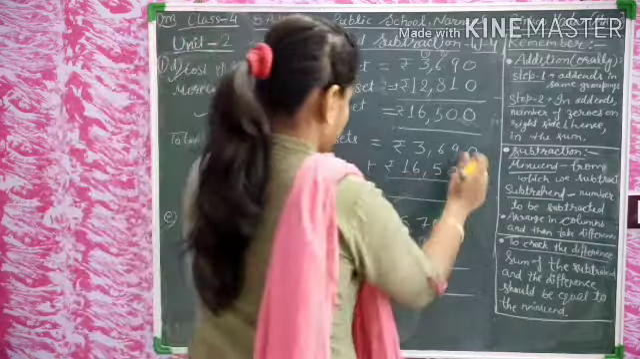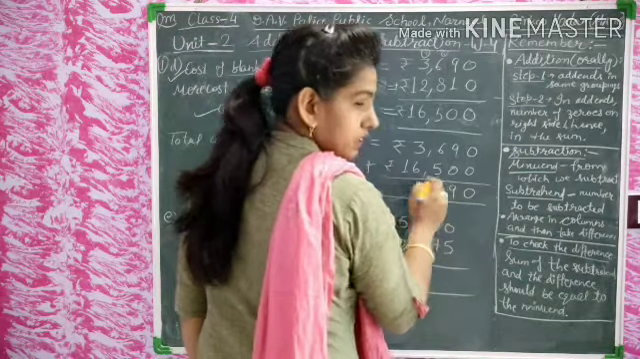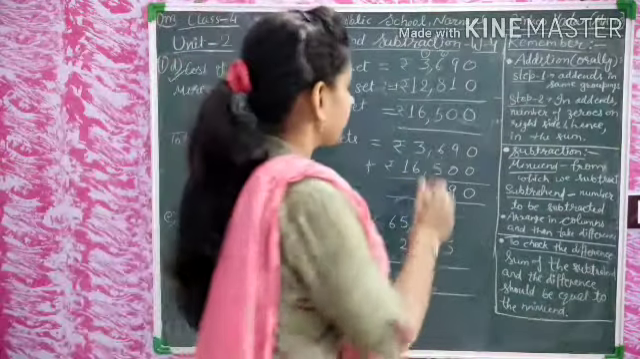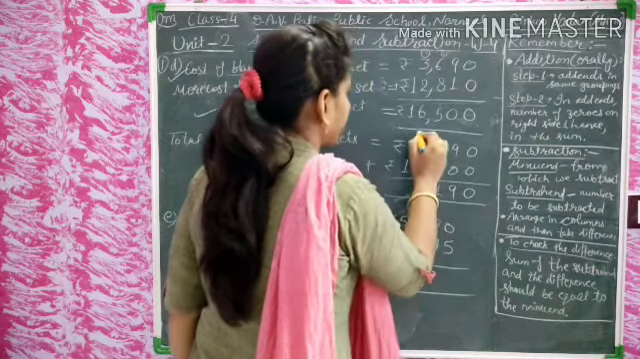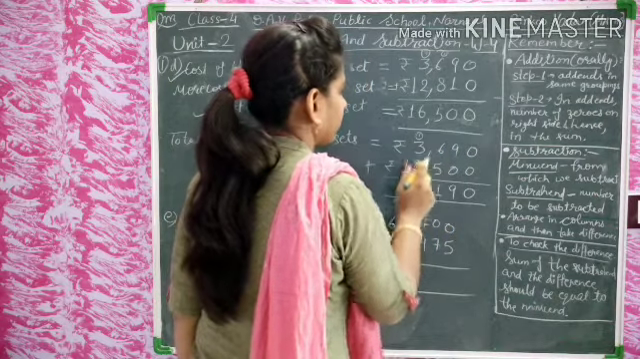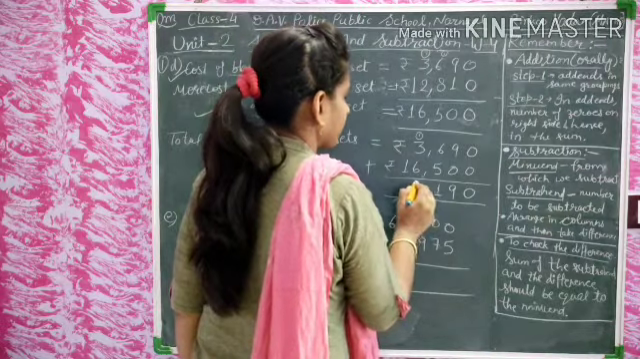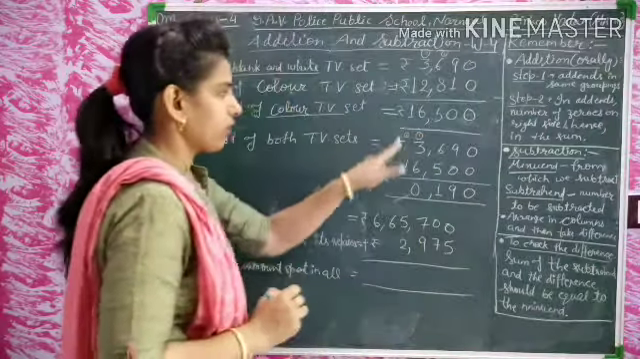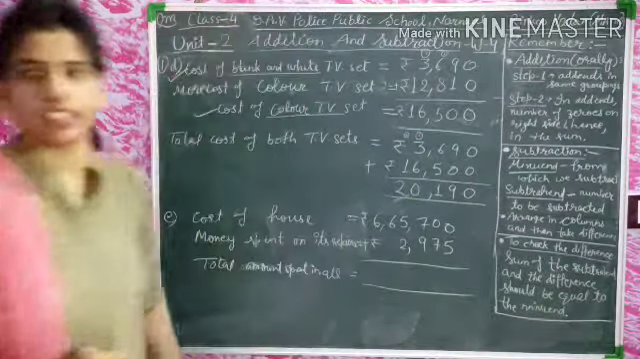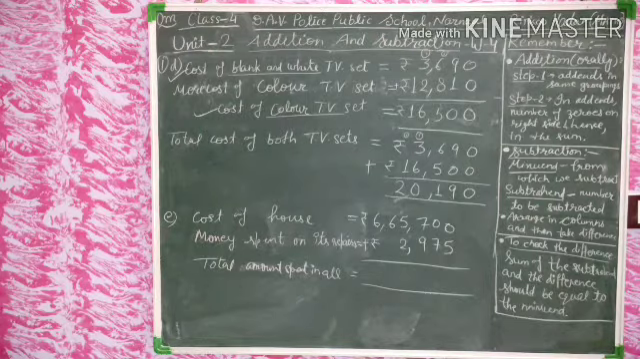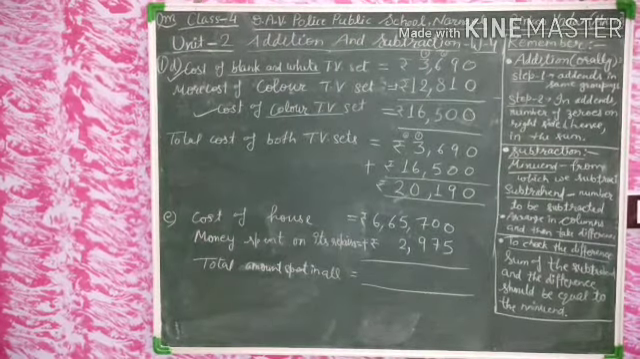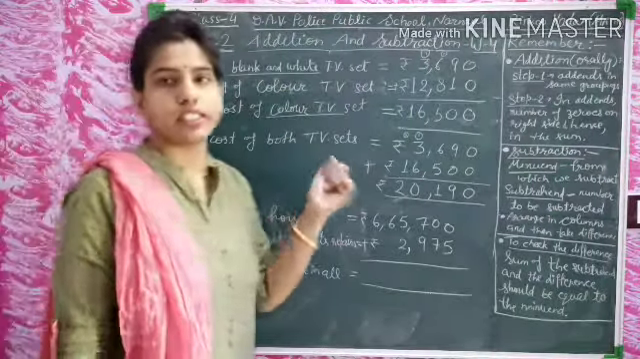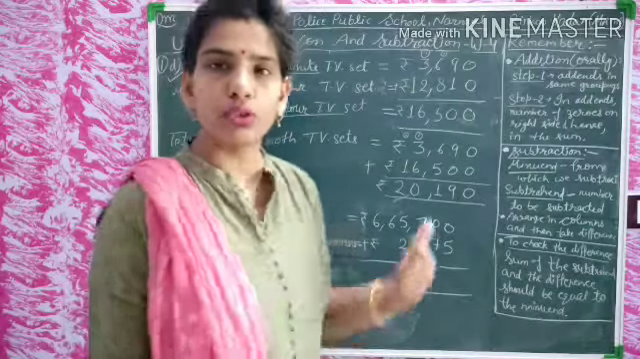This is 0, 9, 6, 5, 11. Adding here, 6 plus 5 is 11, and 1 is carrying to the thousands place, 1 plus 3 is 4, 4 plus 6 is 10, and 1 is added to the 10,000s place, 1 plus 1 equals 2, that is 20,190 rupees. This is the total cost of both the TV sets. Is it clear students? Hope so you have cleared this question.